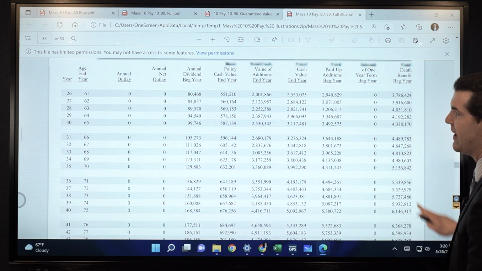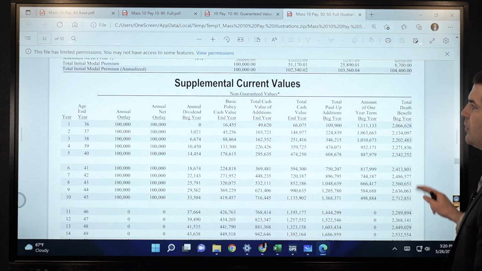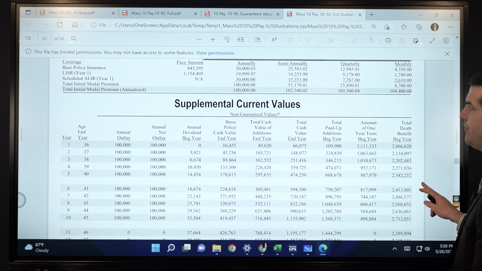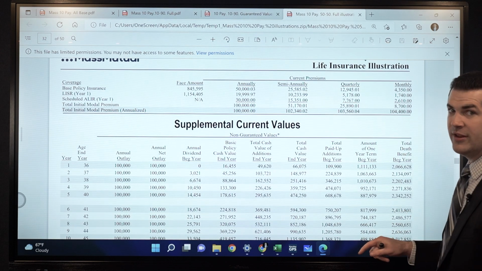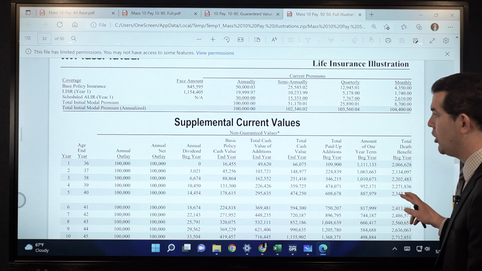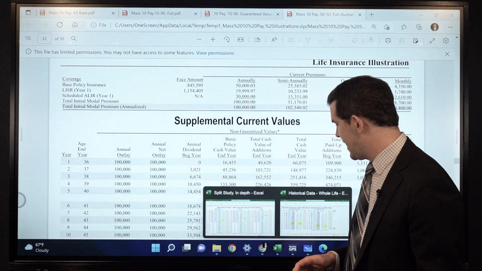Anytime you see the current values on an illustration, that represents the company's present dividend interest rate. So rather than go back and forth, which you can rewind the video a little bit to do, what we did is lay everything out on Excel. So let's have some fun here.